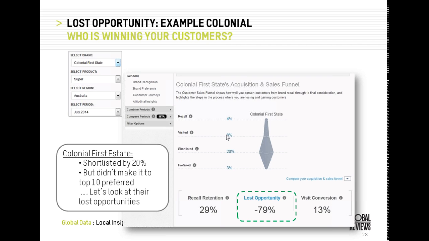Now this is always going to be a negative figure, because unless you're very lucky and everyone who puts you on their shortlist selects you, but obviously we're going to try and minimise the figure. The other two figures here are recall retention, which is how many of those who could recall you from the start actually preferred you at the end, and visit to conversion, which is how many of those who visited you had a good impression and also preferred you in the end.